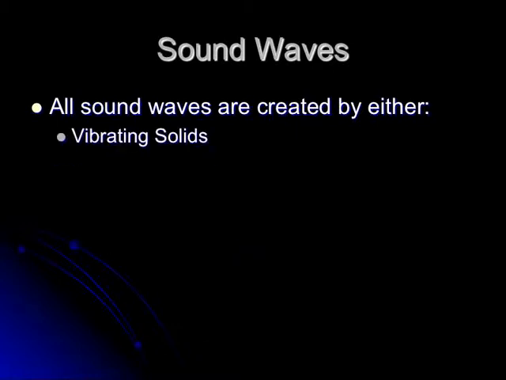Okay, the first way a sound wave is produced, guys, is by vibrating solids. This is the most common way sound waves are produced. Your vocal cords produce sound waves by vibrating. A drum produces sound waves by vibrating. A guitar produces sound waves by vibrating.